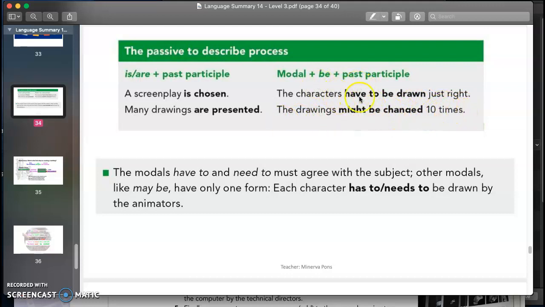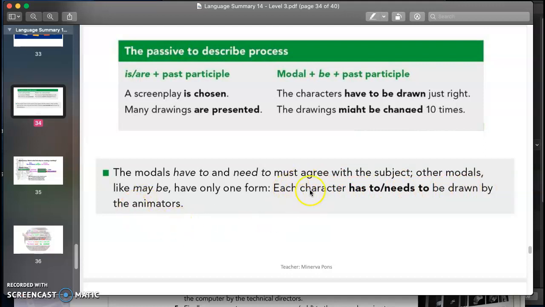So in here, as you can see, we have the modals have to and might, we have be, and the past participles drawn and changed. The modals have to and need to must agree with the subject. Other modals, like may or might, have only one form. This means that each character needs to be drawn by the animators.